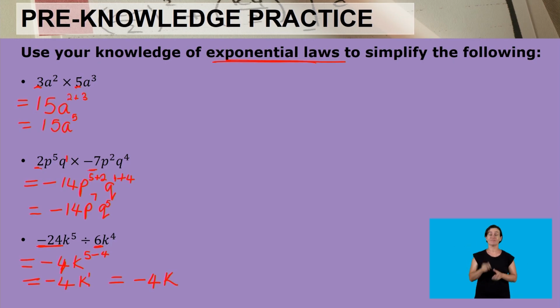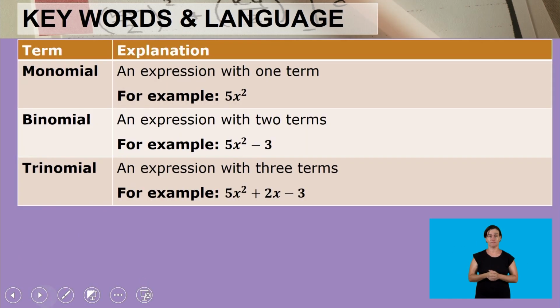Let's look at the keywords that we are going to be using during this lesson. So we are going to be working with a monomial, which is an expression with one term, for example, 5x squared. Then a binomial, which is an expression with two terms, and an example for that is 5x squared minus 3. Then a trinomial is an expression with three terms, and that, for example, is 5x squared plus 2x minus 3.